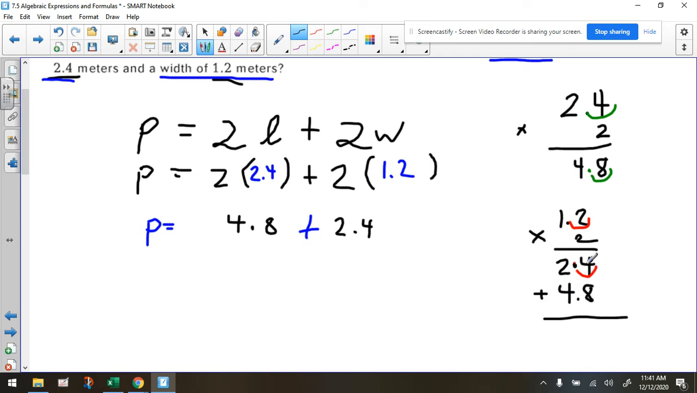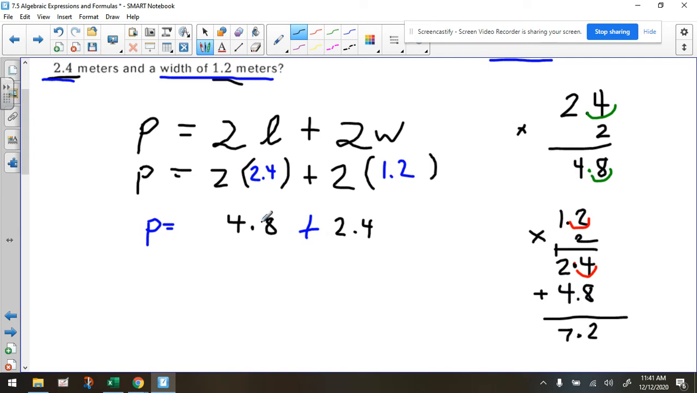So 8 plus 4 gives you the 12. And then here we have 1 plus 3 plus 4. So that's going to give you 7. And then we have to bring the decimal down. When we're adding, recall, we bring the decimal down. We don't move it over.